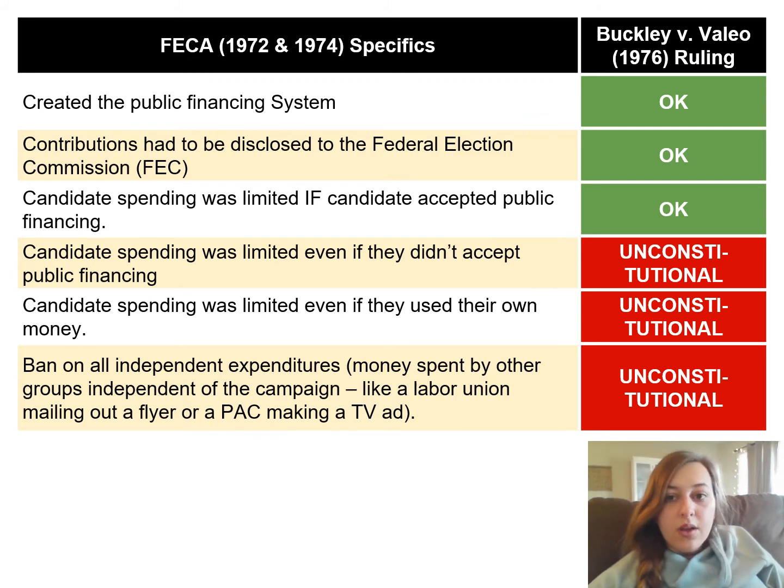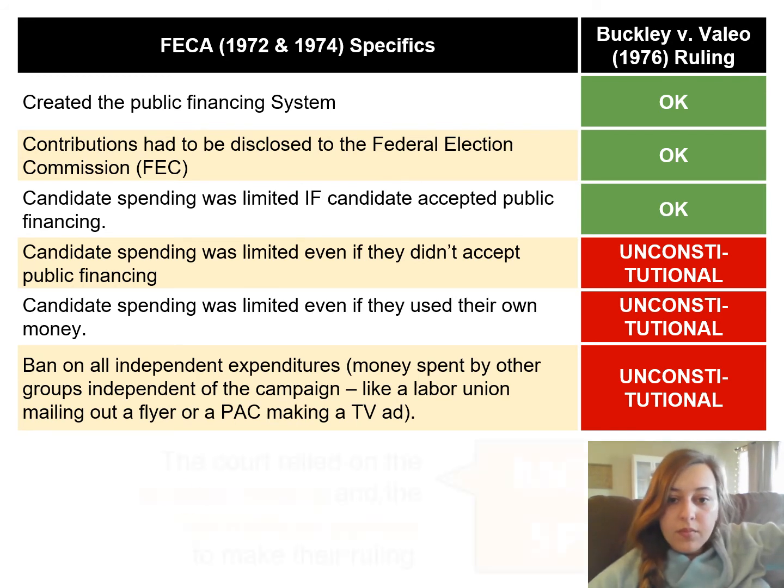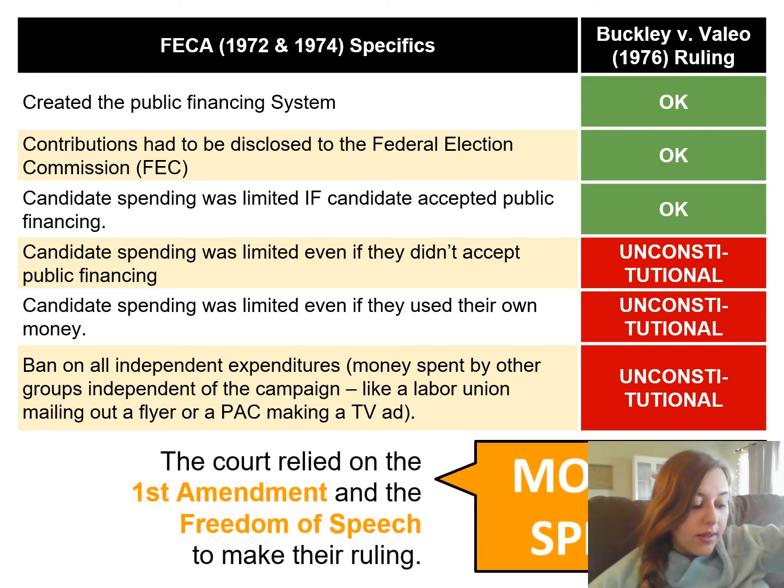However, in the court case Buckley v. Valeo, they try and overturn parts of this law. And they are successful in overturning these three pieces. Now, in Buckley v. Valeo, the Supreme Court ruled that limits on electoral expenditures, campaign finance, were a violation of the First Amendment freedom of speech.